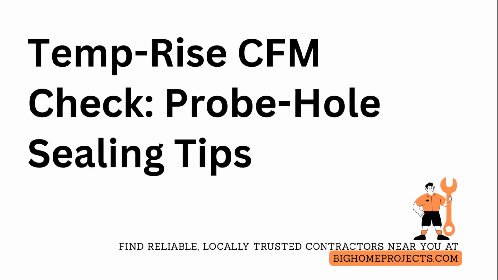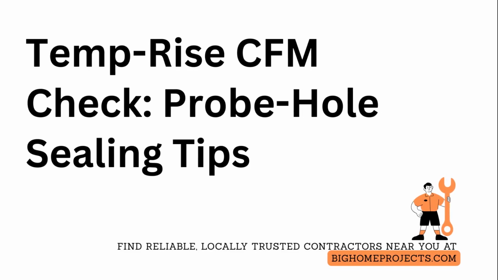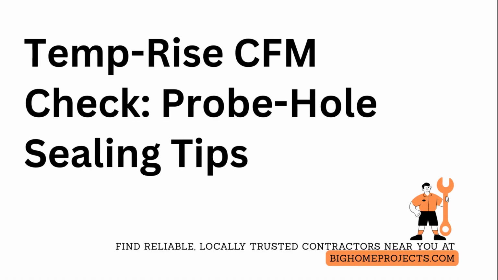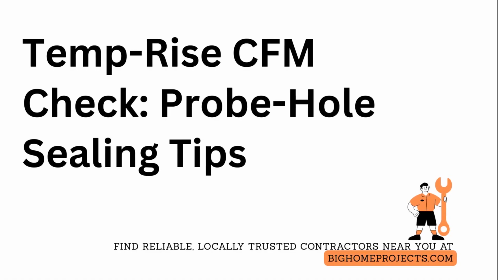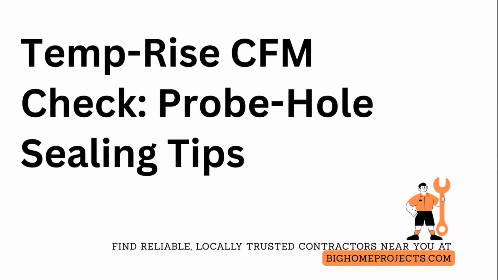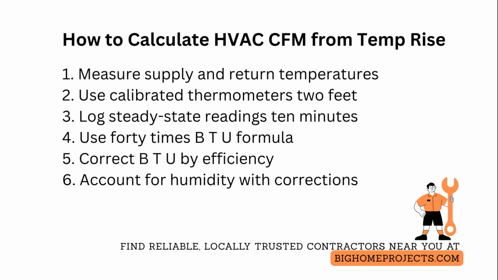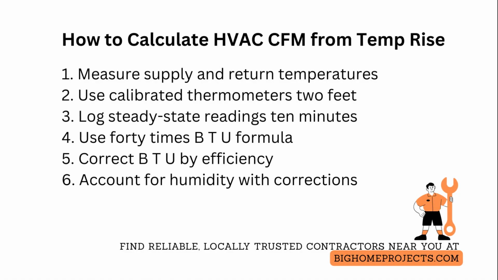HVAC technicians measure temperature rise to calculate airflow CFM using a simple formula. CFM equals 40 times the heating output in British thermal units per hour divided by the temperature rise in degrees Fahrenheit. To get accurate CFM from temperature rise, start by measuring supply and return temperatures with calibrated thermometers placed at least 2 feet away from registers to avoid stratification.